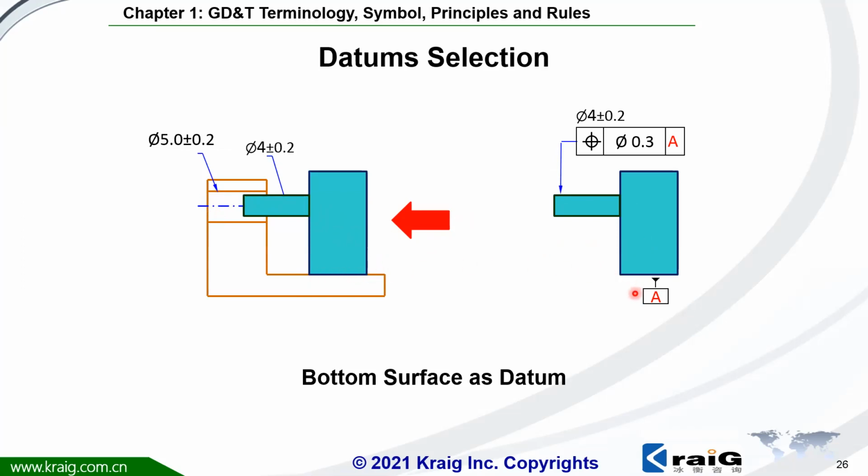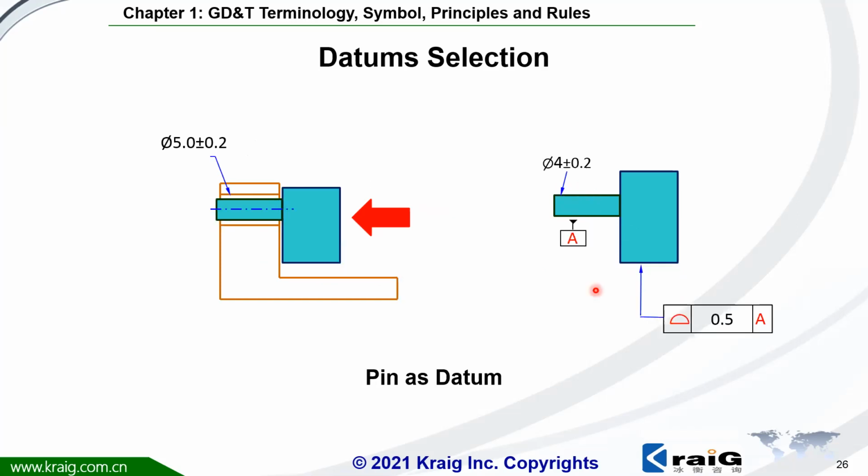That's why we're going to change the join to specify the datum to the bottom surface here. And this pin is not datum anymore. It's going to be tolerance feature, or the feature to be measured, or the feature to be toleranced. So we can have a quick review here.